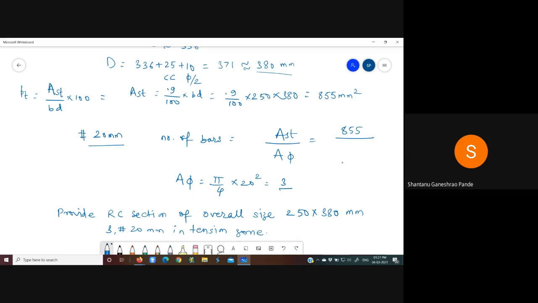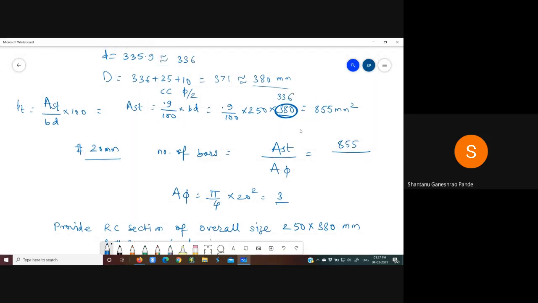So then we calculated Ast value. Sorry, here this 380, and this will be much higher. So the actual effective depth you have to use here, it's 336. So that depth 336 you have to use instead of 380. So make that correction. Anyway, you will be getting 3 bars, fractionally, whatever you are getting. So here instead of 20 mm, one can go for 12 mm or 16 mm bars also.